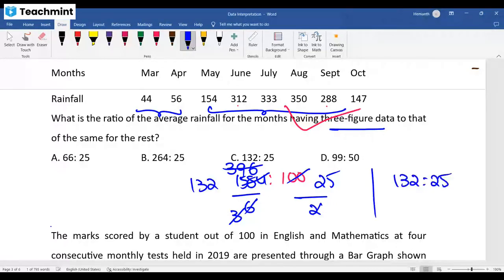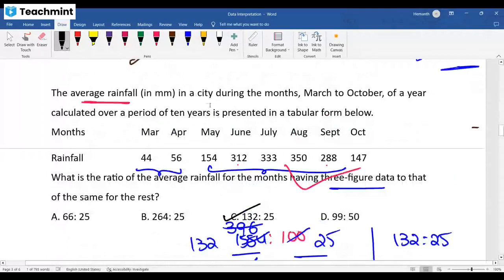But in the question where they mentioned the ratio of the average for the average rainfall, they have to mention it actually, because that's already average rainfall. We have to mention at least to calculate average rainfall in a city during the months. Okay. Fine. That we can consider here.